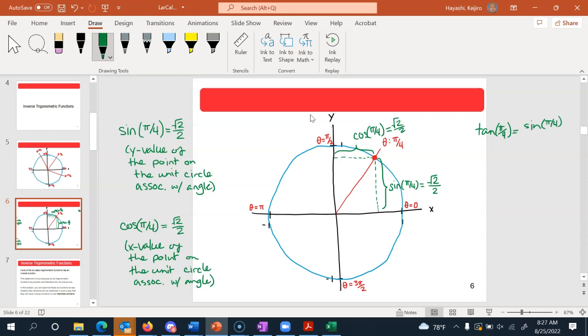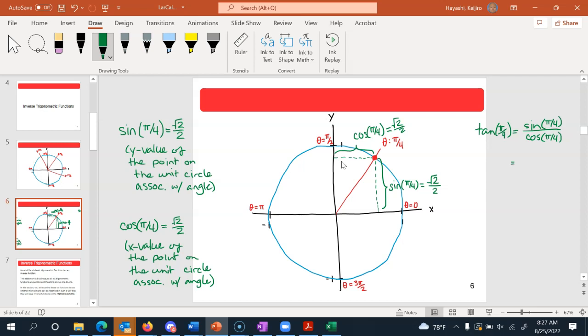So the tangent of pi over 4 is the sine of pi over 4 over the cosine of pi over 4. And that's true for any angle. That is the definition of tangent. It is the ratio of the sine to the cosine, or of the x to the y. Oh, sorry, the y to the x.